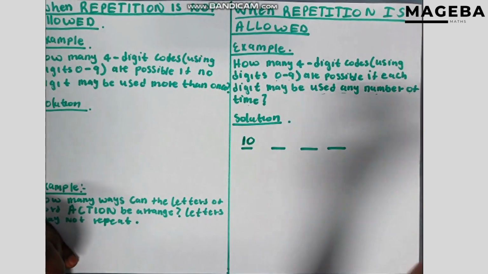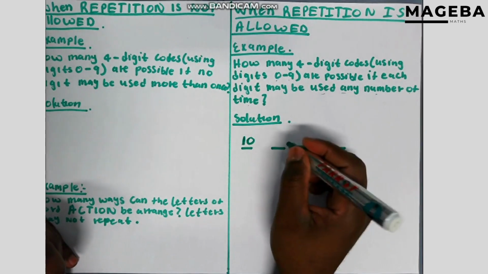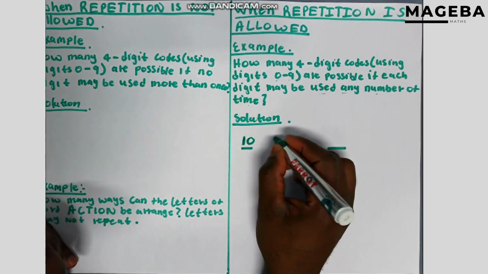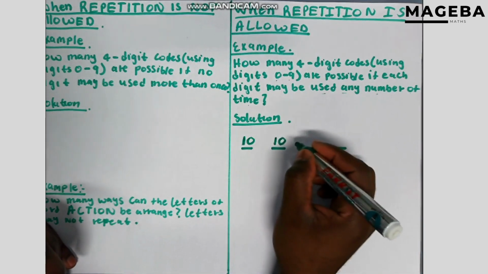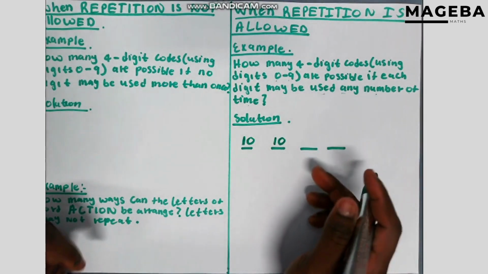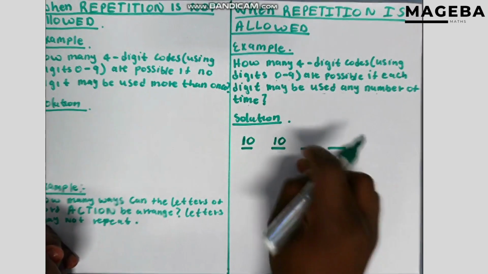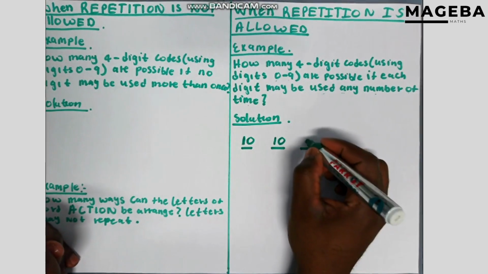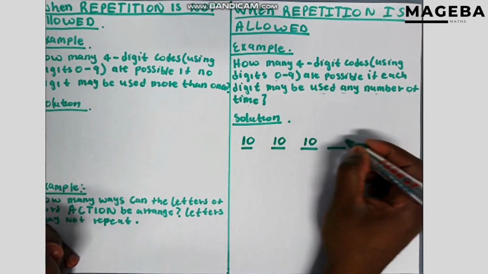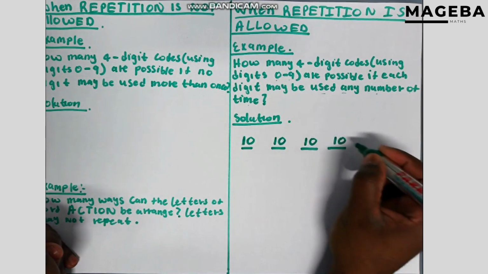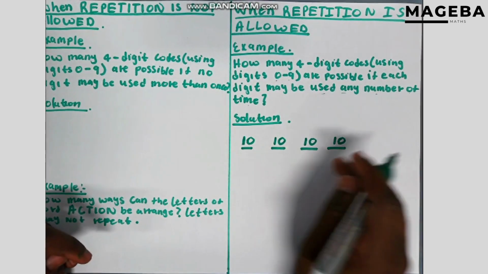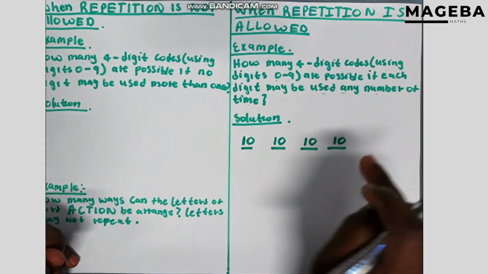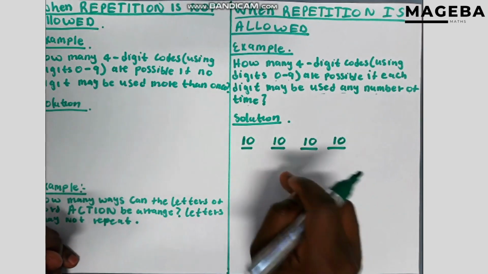Then we have chosen the digit, and after choosing a digit, it's possible that we're going to repeat the same digit. How many digits are left? There are still 10, because it's possible that we're going to choose the same digit that we already chose. Also here still 10, and also still 10, because it's possible that we are still going to repeat the same digit that we chose.